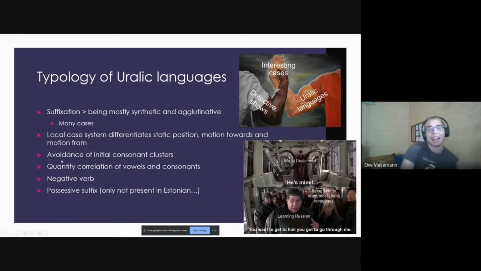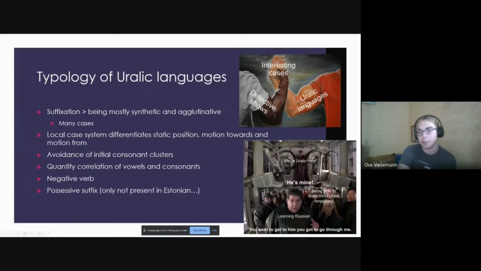For example, the Uralic languages avoid initial consonant clusters, and they also eliminate consonant clusters in the beginning of loanwords a lot of times. Quantity correlation of vowels and consonants: this means that in Uralic languages, it is differentiated between short, long, and sometimes even overlong vowels and consonants, and they change the meaning of the word. Uralic languages usually have a negative verb, and only Estonian does not have possessive suffix.